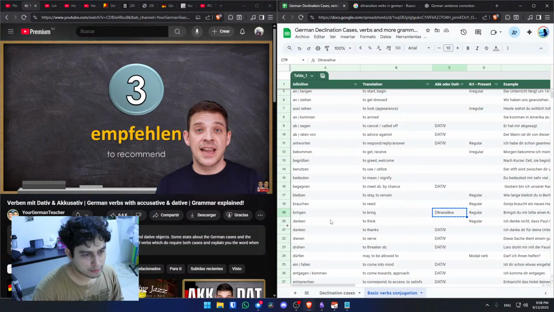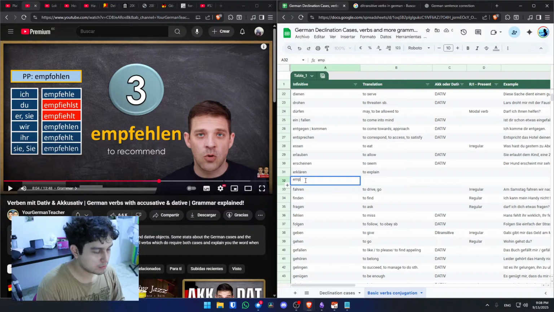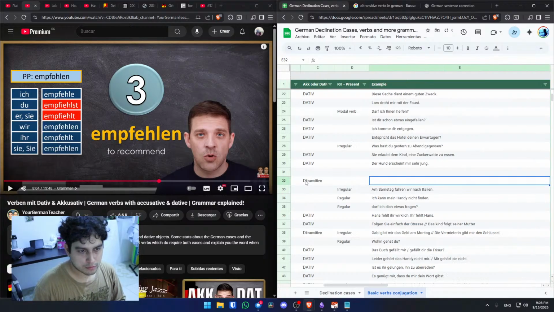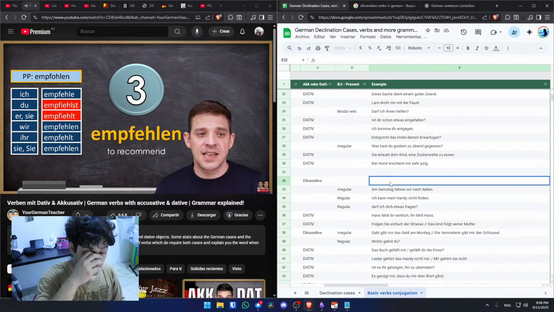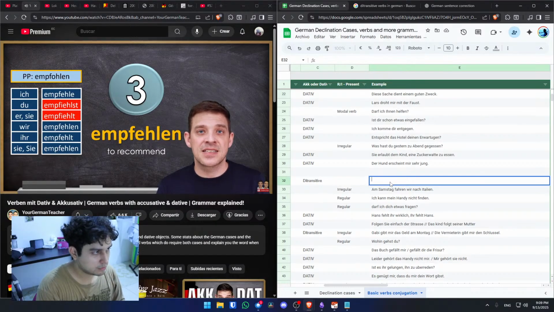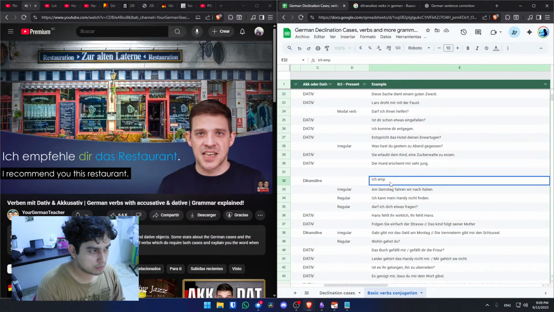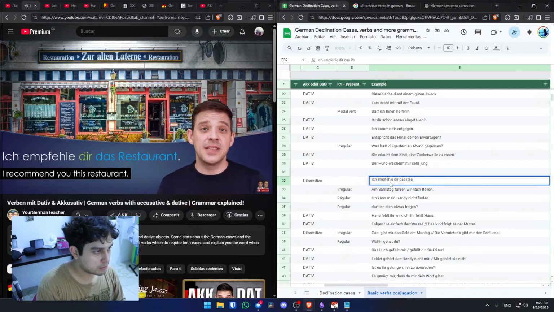Nummer 3, empfehlen. Empfehlen heißt to recommend. Und empfehlen ist unregelmäßig in present tense. Ich empfehle, du empfiehlst, er, sie, es empfiehlt. Zum Beispiel, ich empfehle dir das Restaurant. I recommend you this restaurant, a restaurant in Berlin.